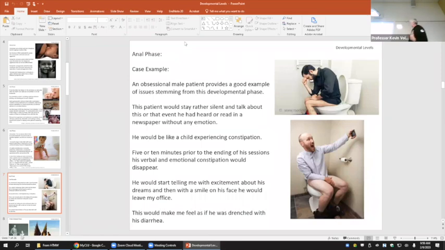And this would make me feel like I was drenched in his diarrhea, like diarrhea of the mouth in the last minute, right? He's holding everything until the last minute and then only doing it in the last part of the session, right? So what is that? That is a resistance, right? So this is also a good form of resistance. See this kind of resistance, this pattern of resistance, right?